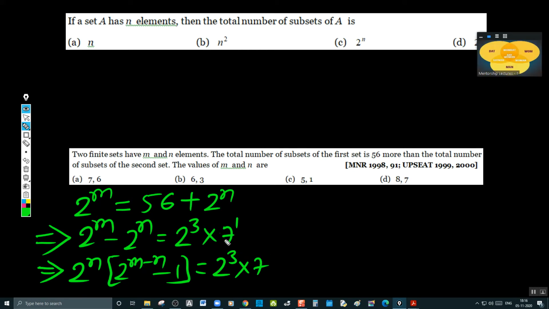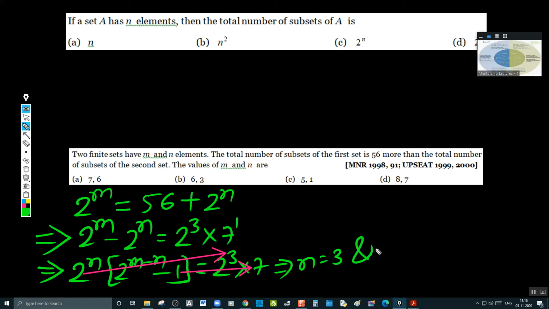Because it is a prime number, it must be equal to 7. It is 7. And it must be equal to 3. So you can clearly say that now n is equal to, yes please, anyone do respond and tell me the answer. 3. n is 3 and m is 6.